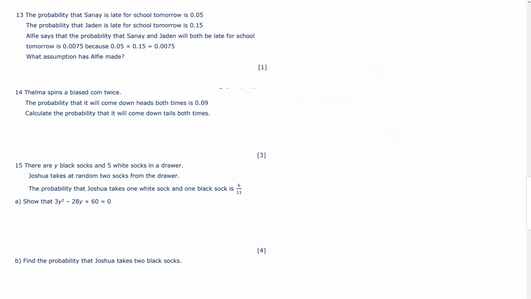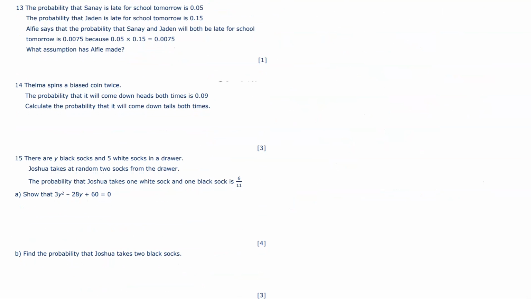Right, number 13. Oh, it's only a 1 marker. So the probability that Sane is late for school tomorrow is 0.05. Jaden is 0.15. Alfie says that the probability they'll be both late is 0.0075, because what assumption has he made? Probabilities are consistent.